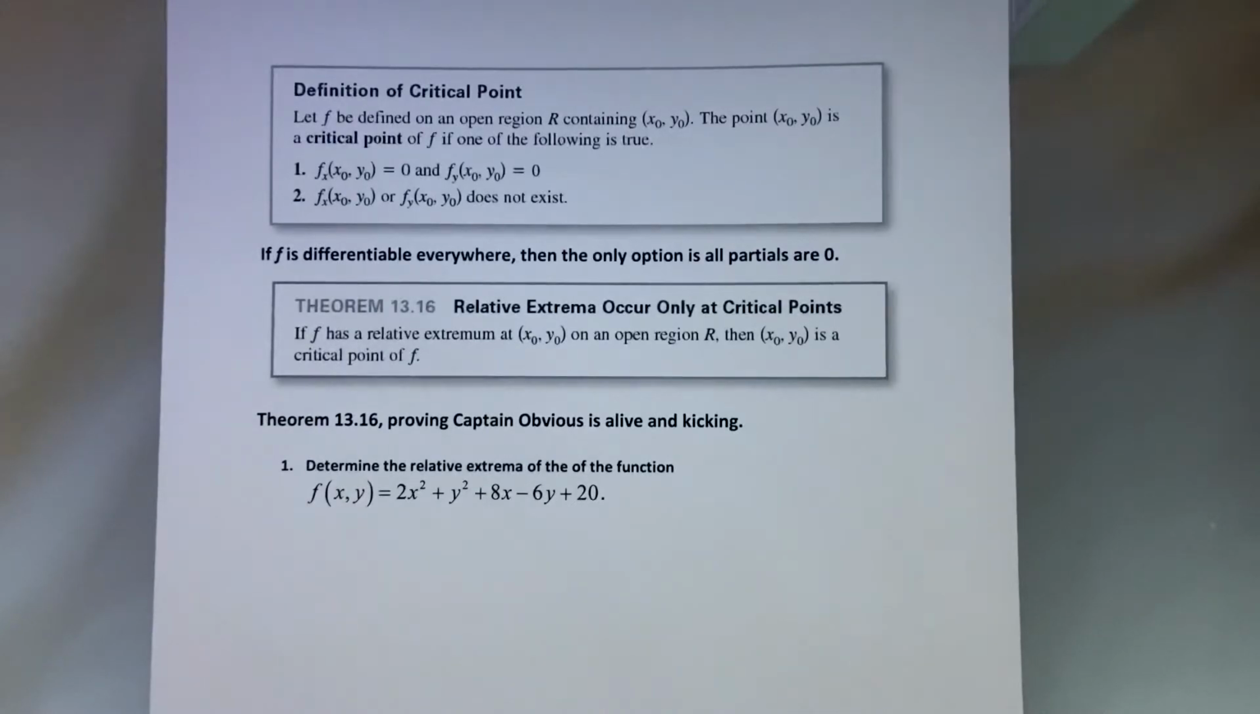So relative extrema can only occur at critical points, just like in Cal 1 where you would find all the critical points and you would test them to see if they were a maximum, a minimum, or neither using the sign test. Same thing, we're going to test points.